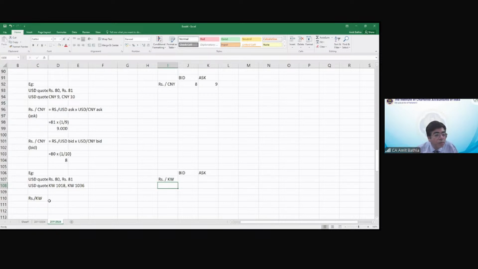Yes, let's start now. So how do I do that? Rupees to Korean won. First I'll calculate for ask. I'm going to multiply first and foremost. I have the quote available, rupees upon USD ask, multiplied by USD upon Korean won ask.